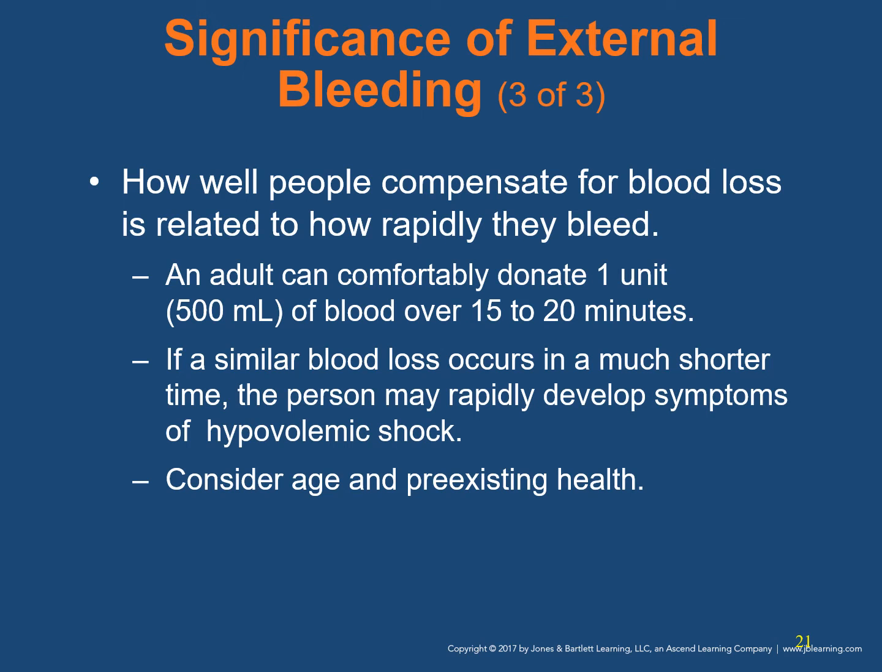How well people compensate for blood loss is related to how rapidly they bleed. An adult can comfortably donate 1 unit, 500 milliliters of blood, over a period of 15 to 20 minutes. If a similar blood loss occurs in a much shorter period of time, the person may rapidly develop symptoms of hypovolemic shock. The age and pre-existing health of the patient should be considered. Blood loss is an extremely serious problem that demands immediate attention even before the airway and breathing are addressed.